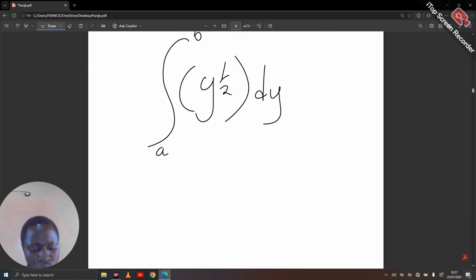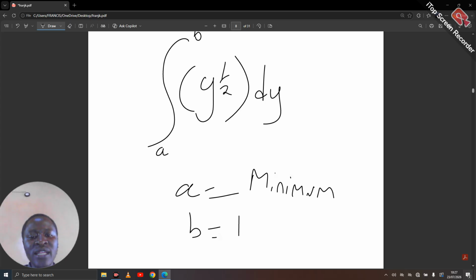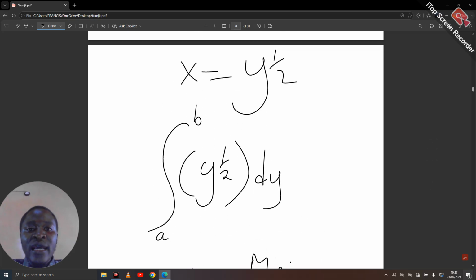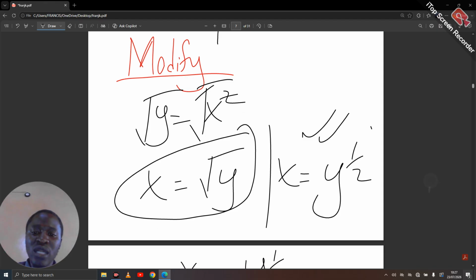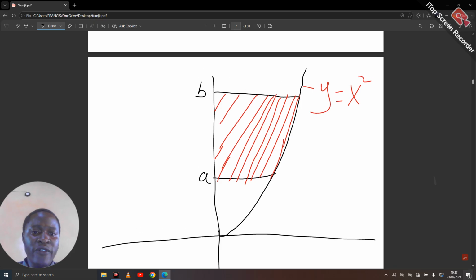So this is what you should do, guys. That means a obviously is the minimum. A is the minimum value possible and b is the maximum value possible. Whenever you are integrating, you must start from a smaller value to a larger value. And that is what I'm doing in this case. I'll pick from a to b.